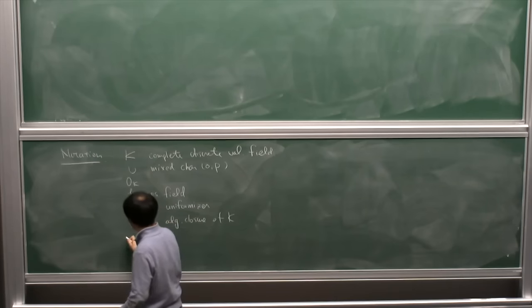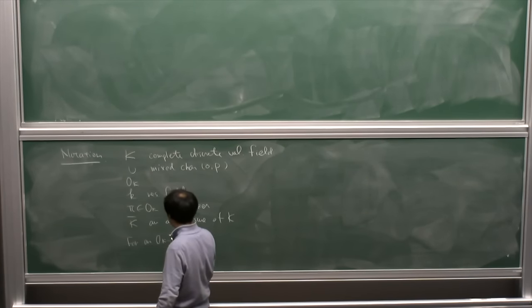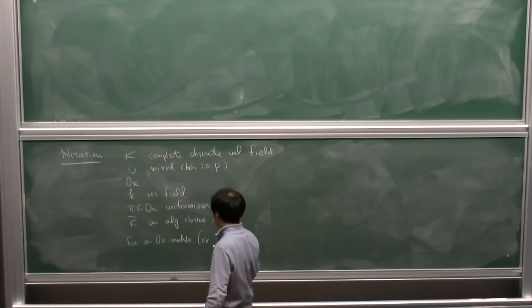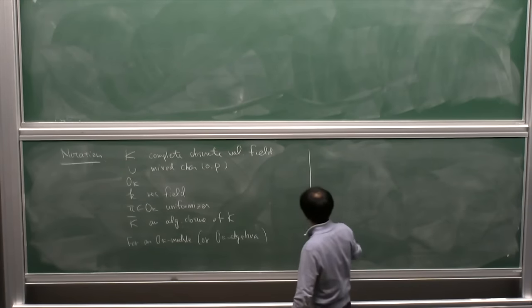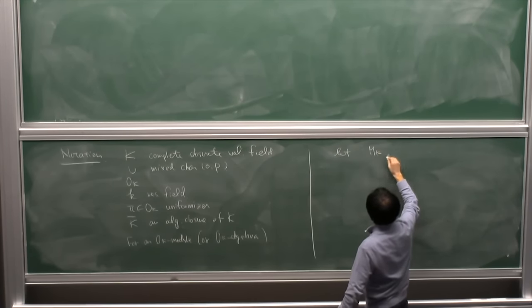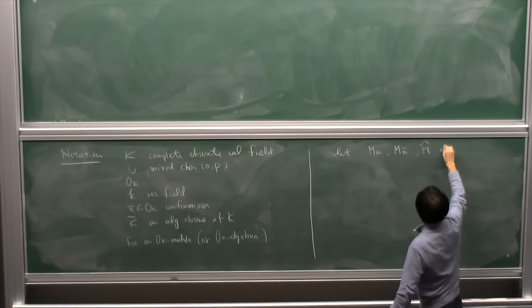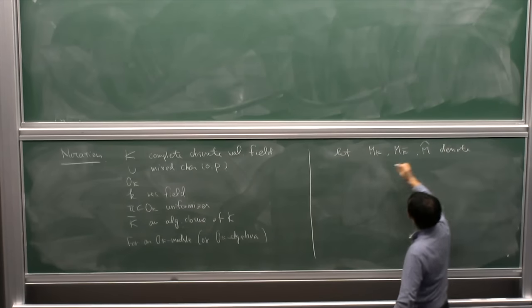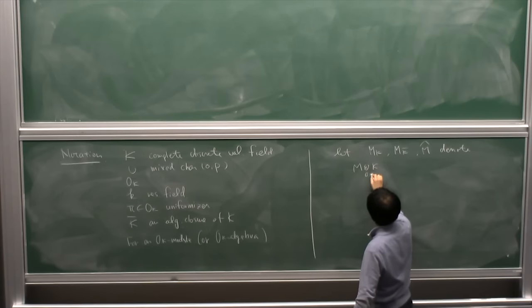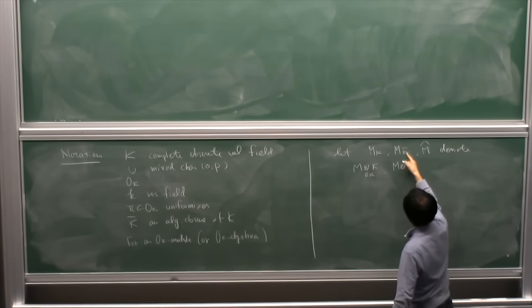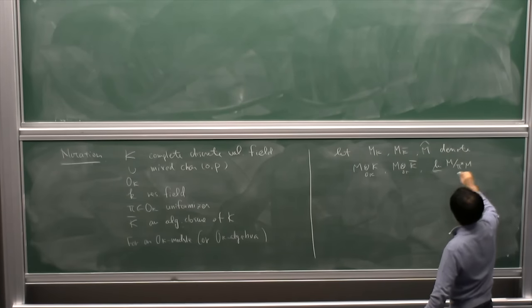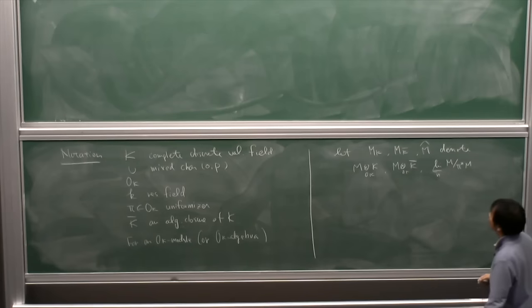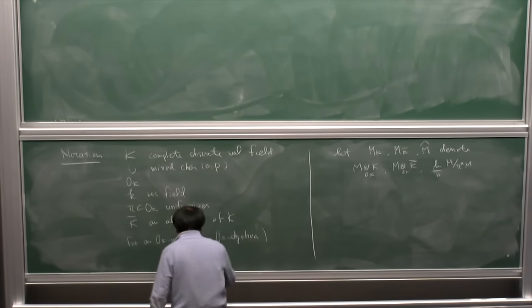Also, for an O_K-module or algebra M, I always let M_K, M_K bar, and M hat denote: M_K is just M tensor K, M_K bar is similarly defined, and M hat is the p-adic completion. So M should be an O_K-module M. Oh, thank you.